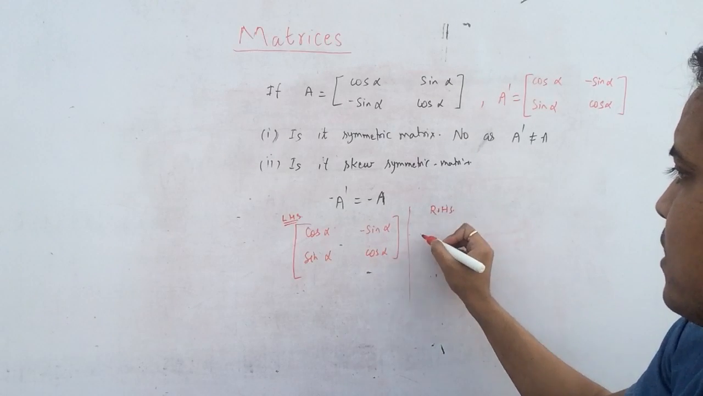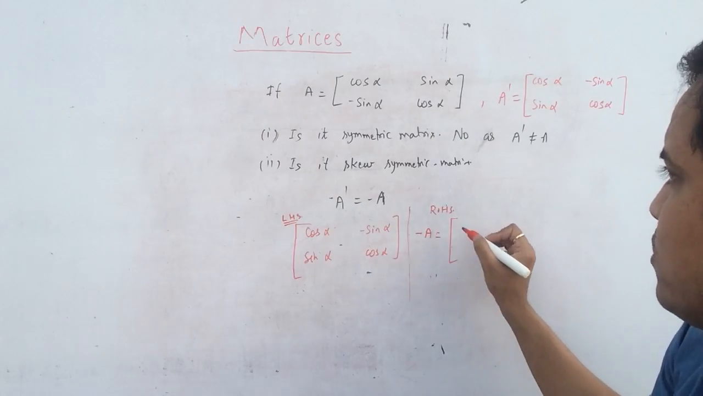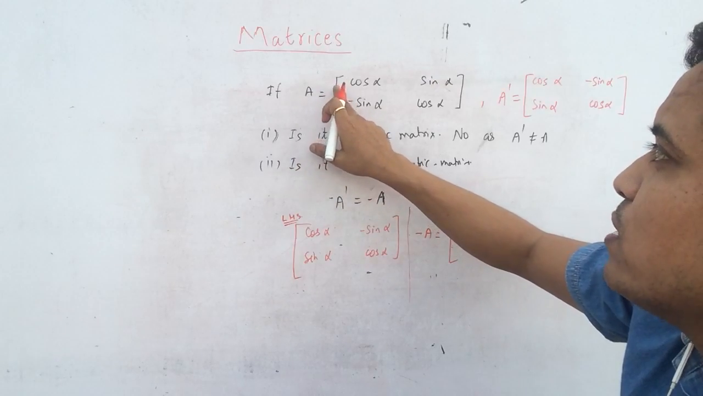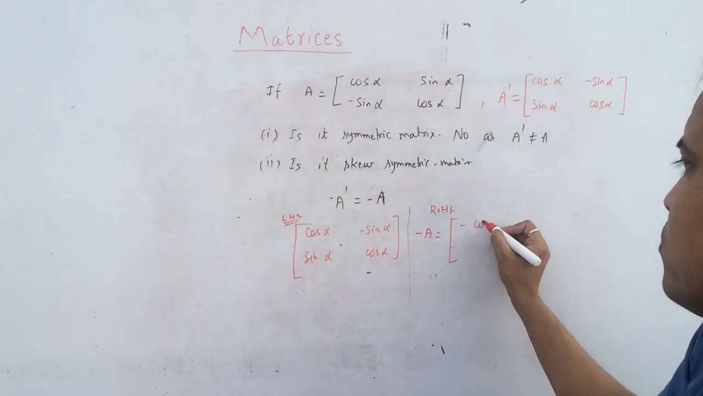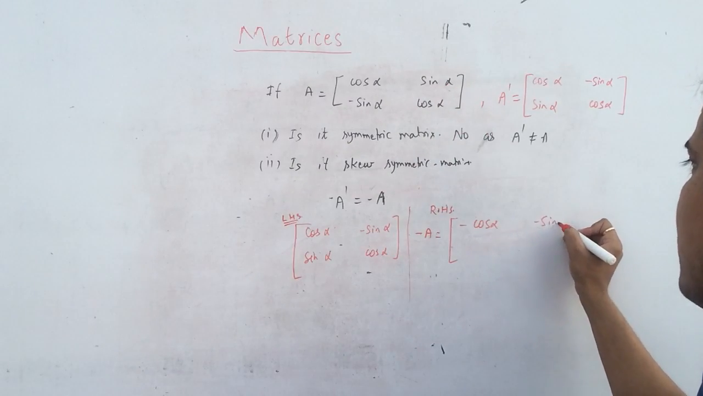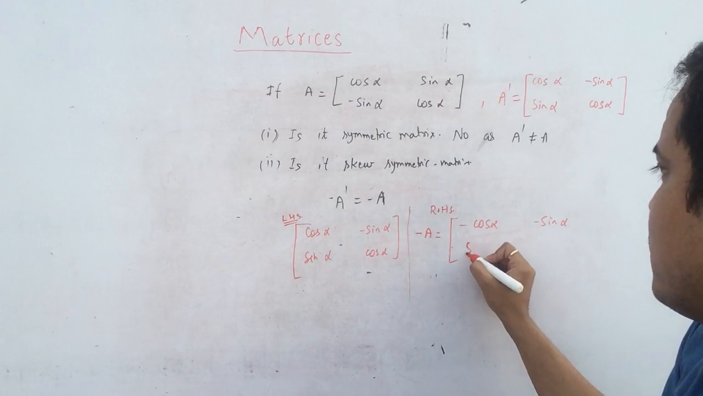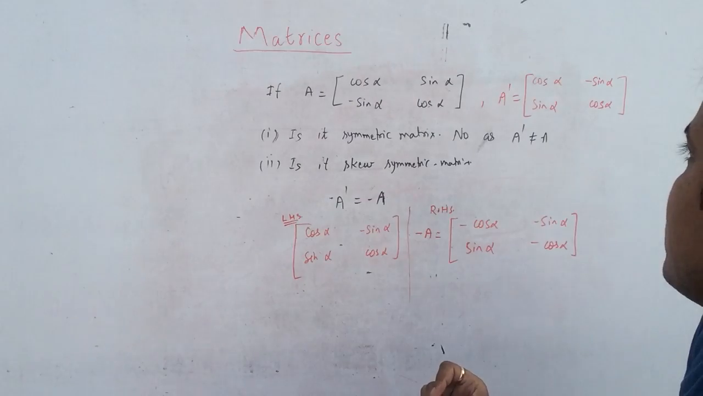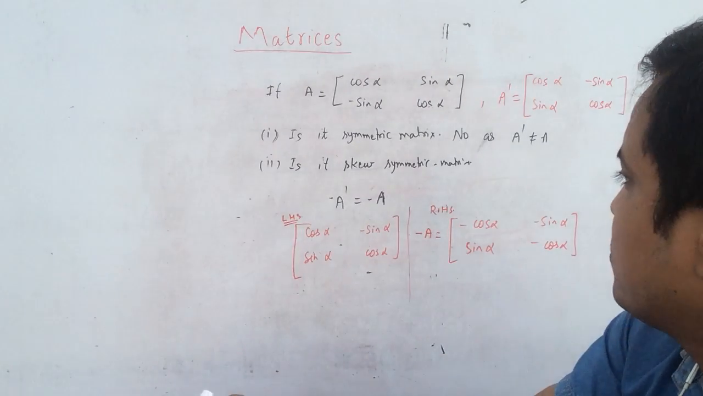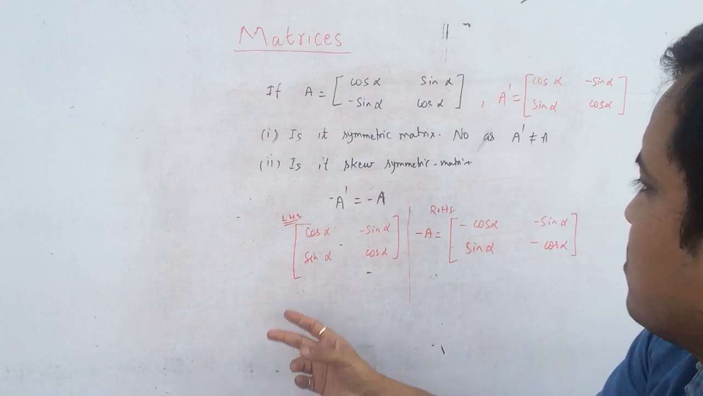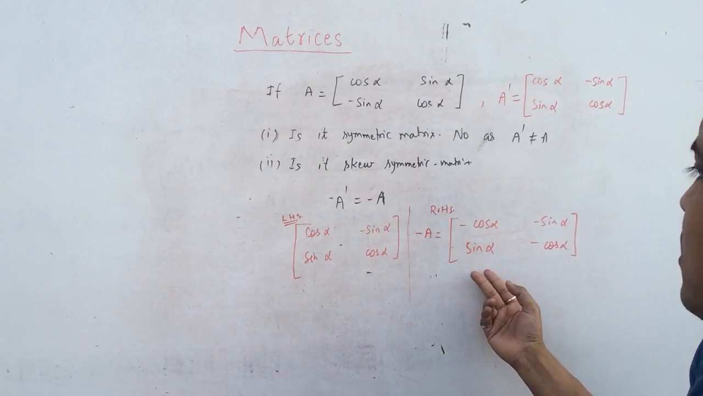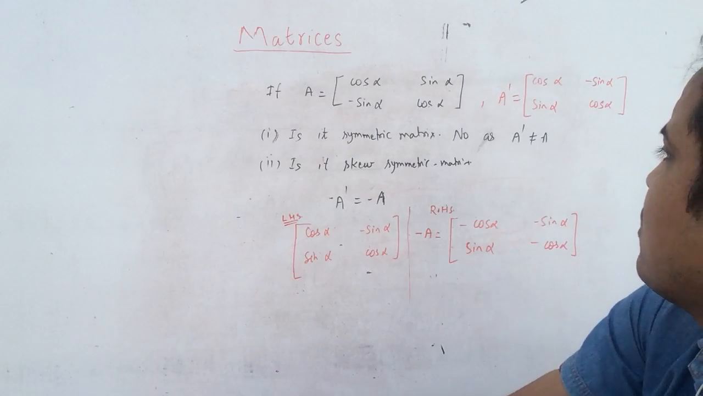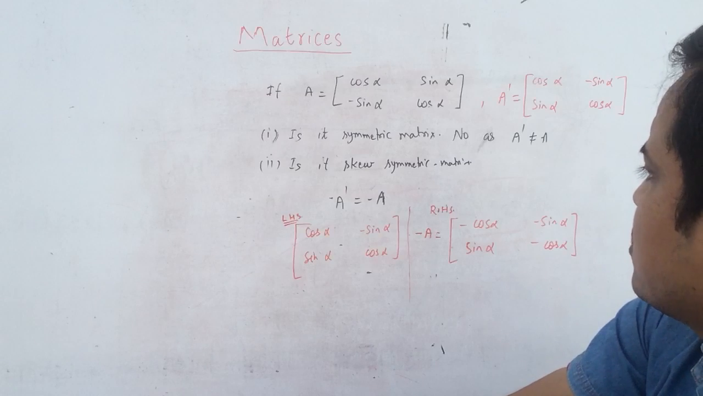Your right hand side is minus A. That means you introduce minus in A, so minus will go to all the elements. It becomes minus cos alpha, minus sin alpha, plus sin alpha, and minus cos alpha. So what do you see? Is it a skew symmetric matrix? Since A transpose is not equal to negative of A, we cannot say that it is a skew symmetric matrix.